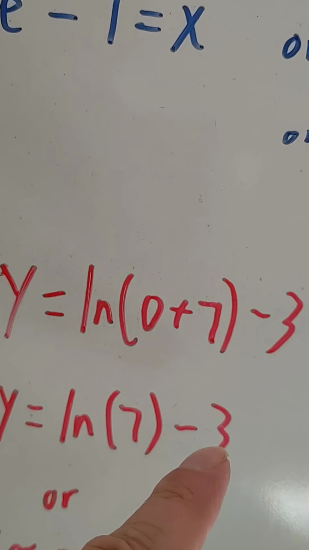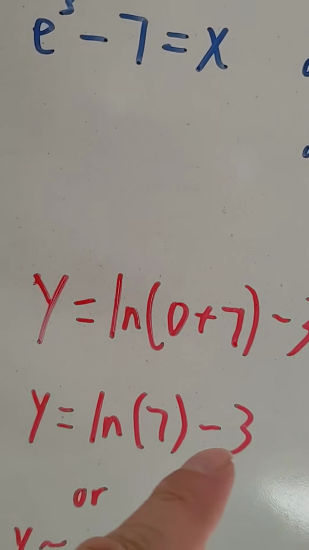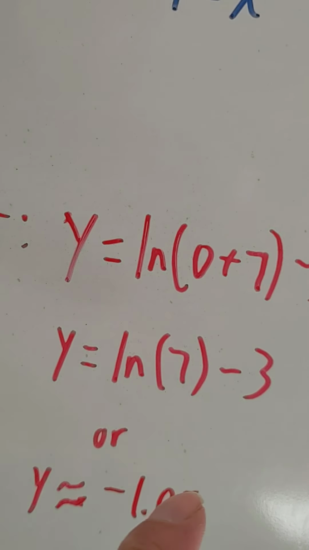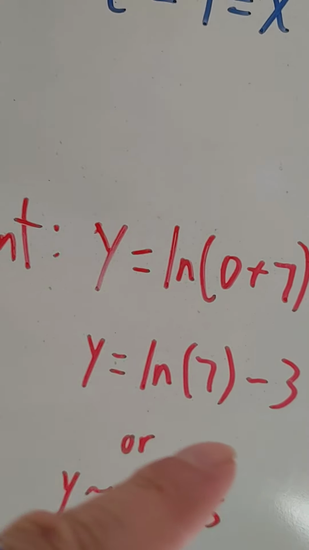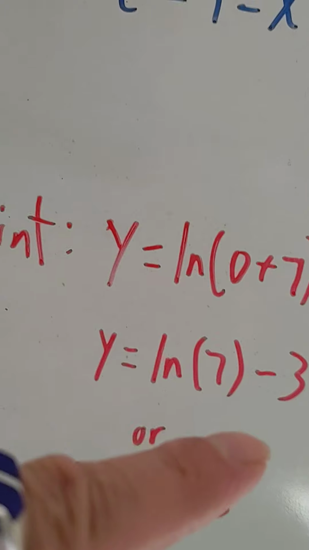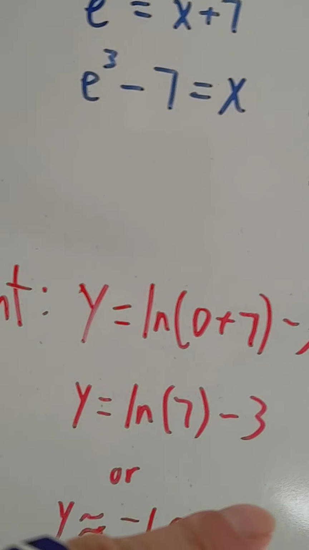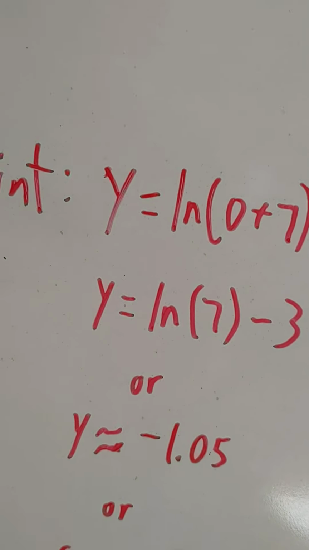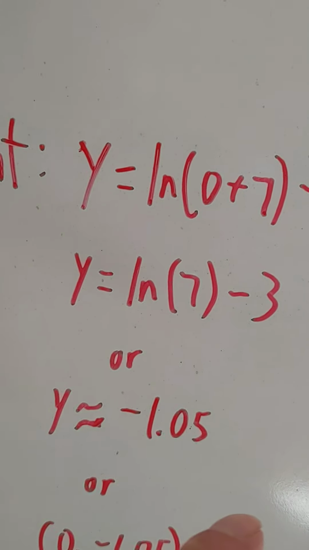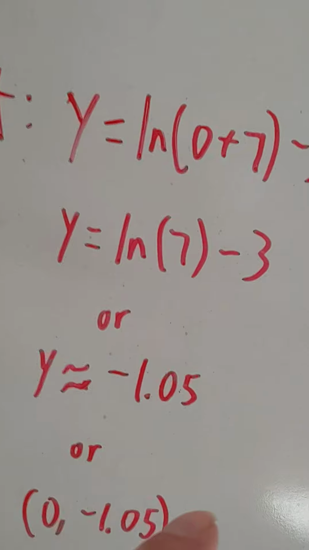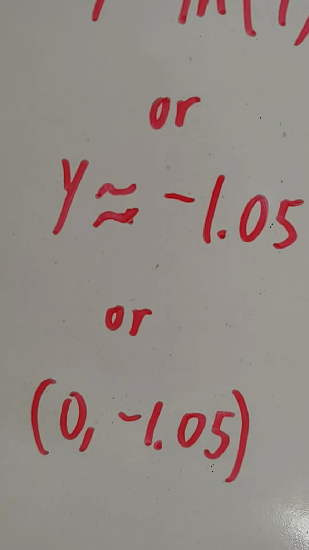Okay, well, in here I don't know if you'd call it a vertical shift since there's no variable here. Let's add, we want to solve for y. So this is the exact answer right here. ln of 7 is an irrational number, so you can leave it like that. I used my calculator. I typed in what is the ln of 7, then I subtracted 3, and you get this approximation, negative 1.05, or as an ordered pair, it's that.